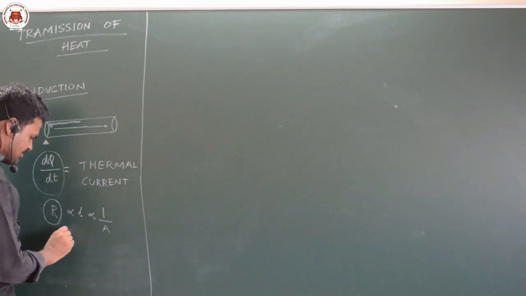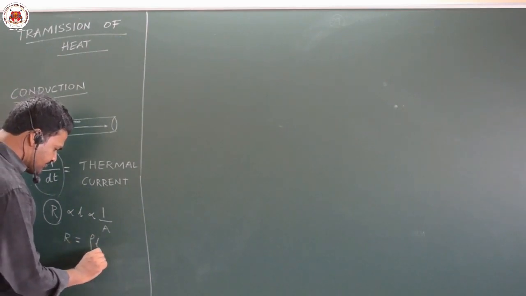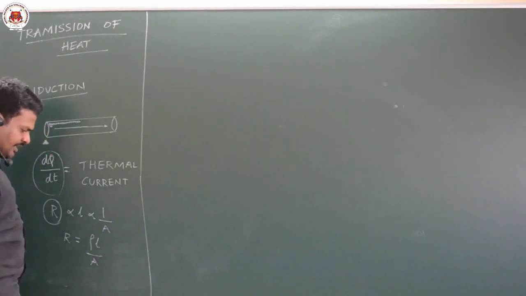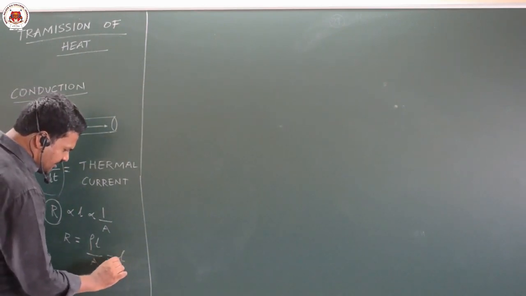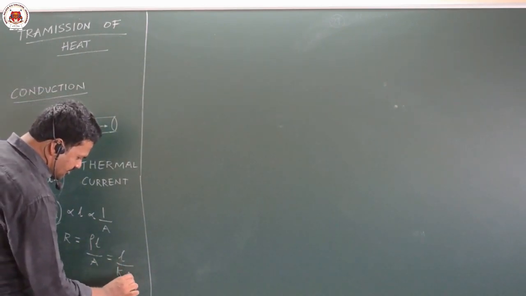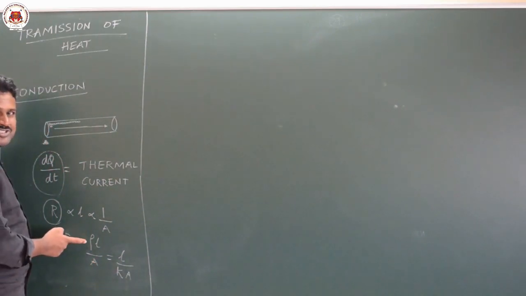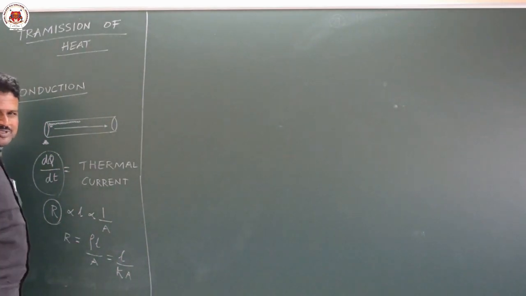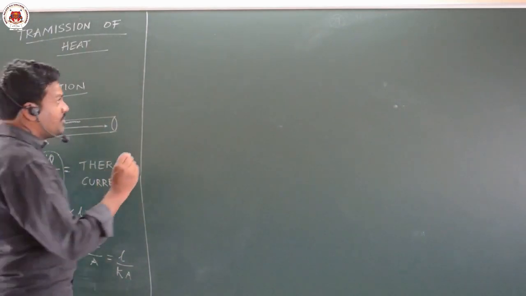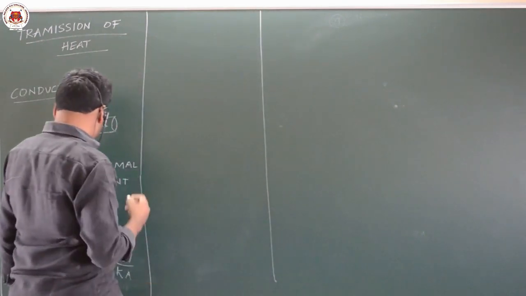So resistance, in current electricity, we write as rho L by A. But here in heat we write it as L by KA, both are the same. Here the difference is, K is conductivity, rho is resistivity. The same difference. Now you can apply Ohm's law here.